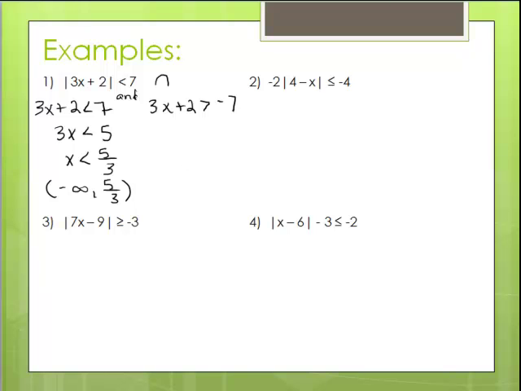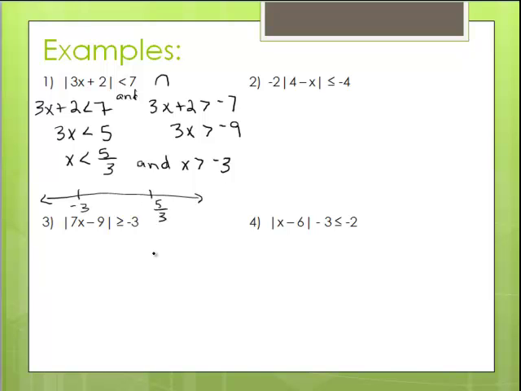We don't really want to do that yet, though, because we have another half of this problem to do. So how about this one? We subtract 2 from both sides. We get 3x is greater than -9. Divide by 3, so x is greater than -3. Remember, this is an and. So what you want to do on your graph, figure out what they both mean. Well, -3 is down here, and 5/3 is up here, right?